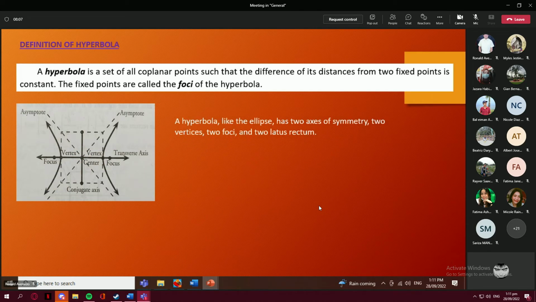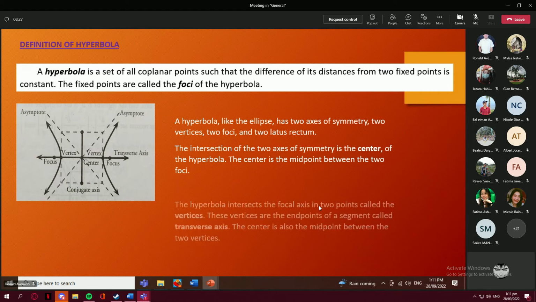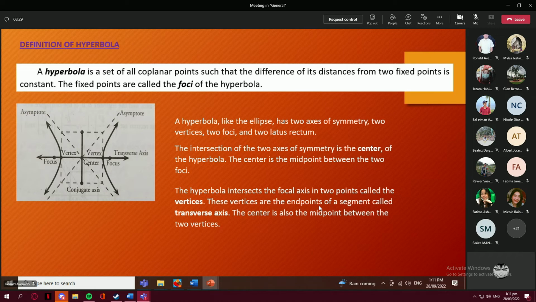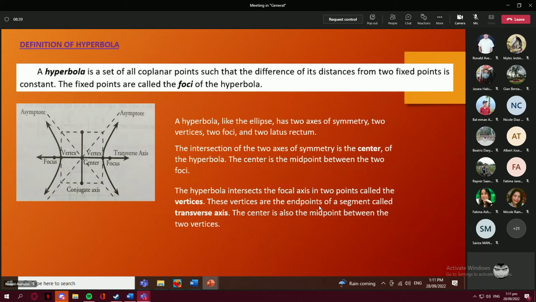A hyperbola, like the ellipse, has two axes of symmetry, two vertices, two foci, and two latus rectum. The intersection of the two axes of symmetry is the center of the hyperbola. The center is the midpoint between the two foci. The hyperbola intersects the focal axis in two points called the vertices. These vertices are the endpoints of a segment called the transverse axis. The center is also the midpoint between the two vertices.